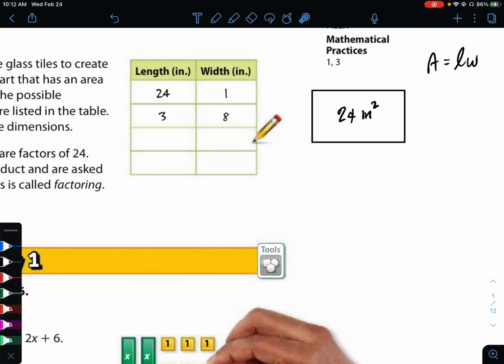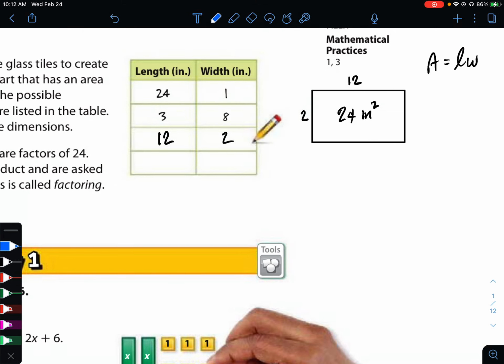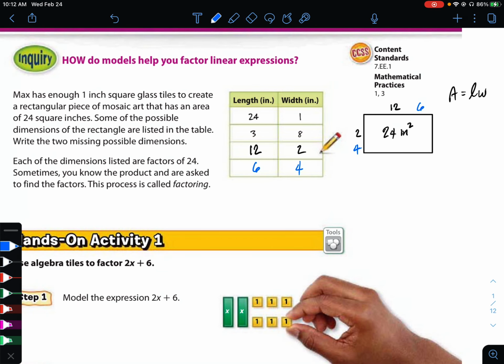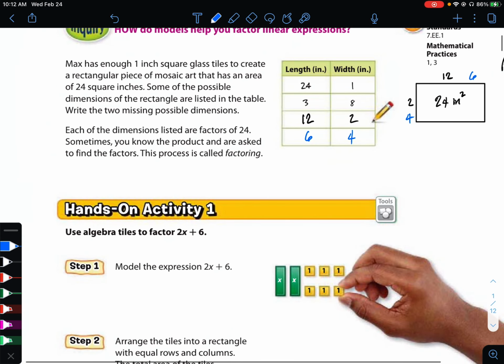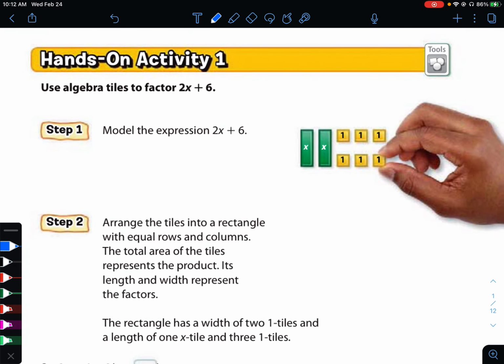So we want to find two more factors. Another two factors will be 12 and 2. So basically, the length will be 12 and the width will be 2, because 12 times 2 is 24. Also, another two factors that we can write down for 24 are 6 and 4. Again, if you multiply them, it'll give you 24. Now, why is the area important? Because that is also essential in understanding factoring using algebra tiles.